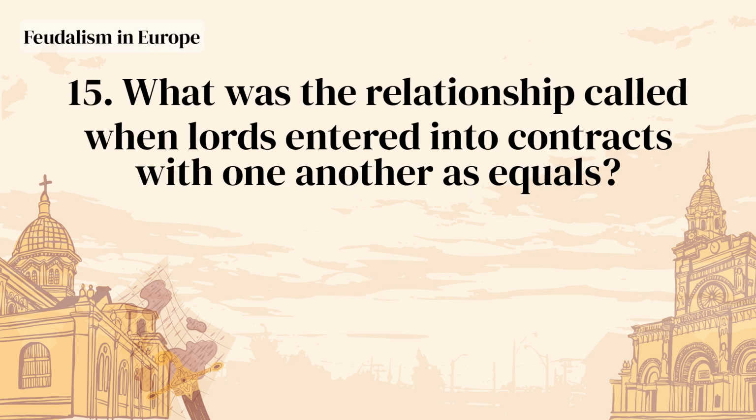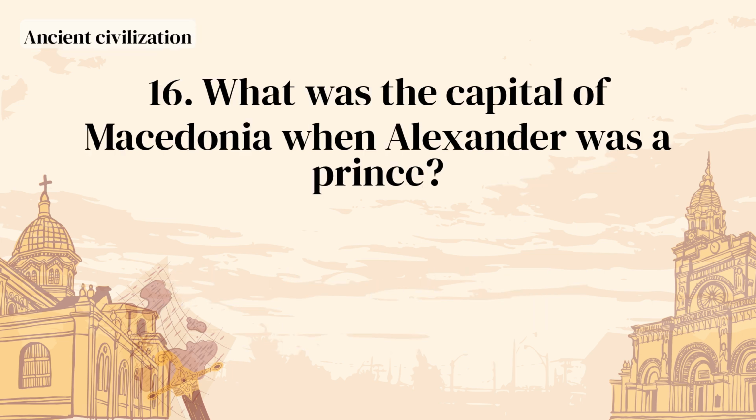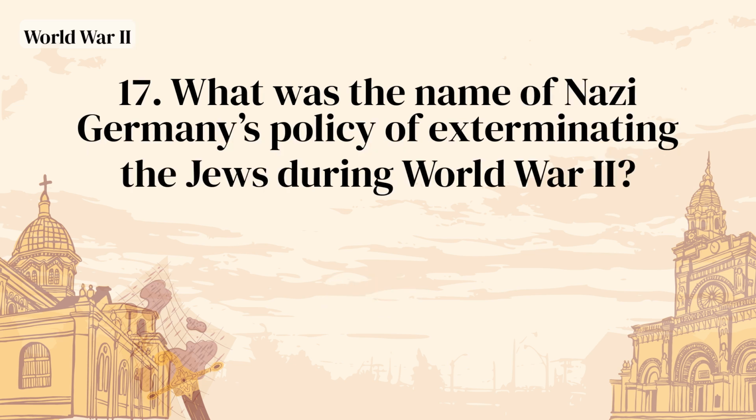Egypt. What was the relationship called when lords entered into contracts with one another as equals? A horizontal feudal relationship. What was the capital of Macedonia when Alexander was a prince? Pella. What was the name of Nazi Germany's policy of exterminating the Jews during World War II?